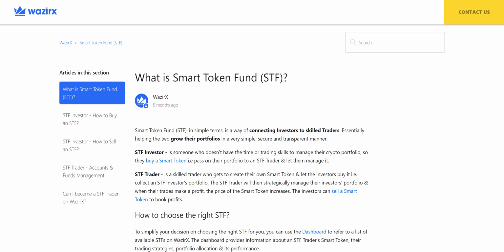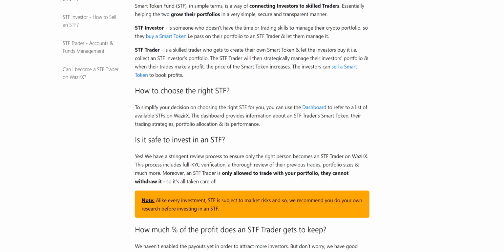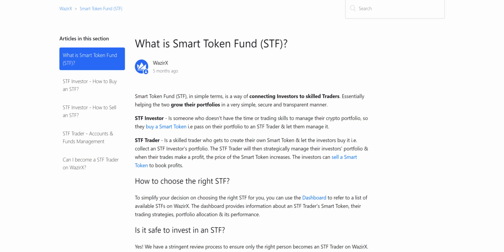As the trader does well, the smart token will go up in value, which is very interesting. It's something I've never actually seen before, and this sounds like something that could actually be very risky, but they talk about how it's safe to invest in it. Yeah, this would be hard to predict whether they go up or not. I'm going to look into this in a future video as well.